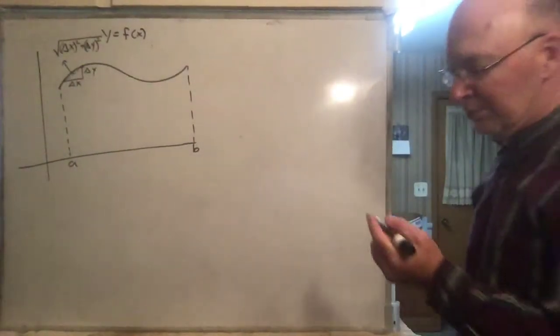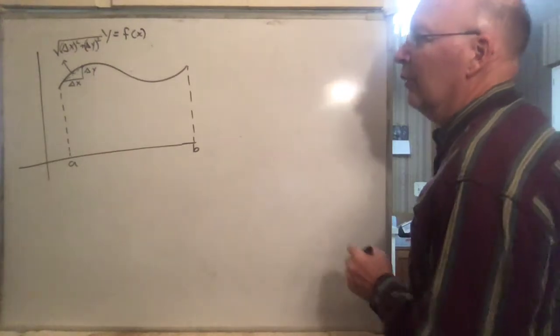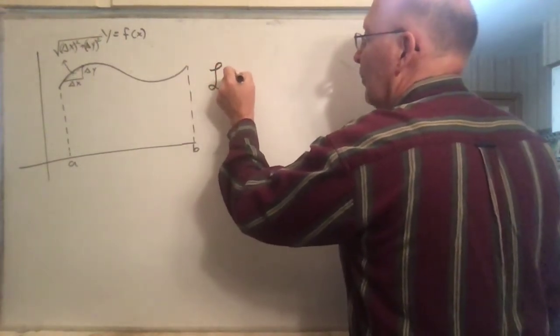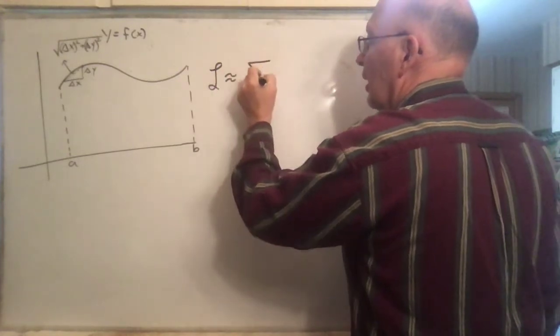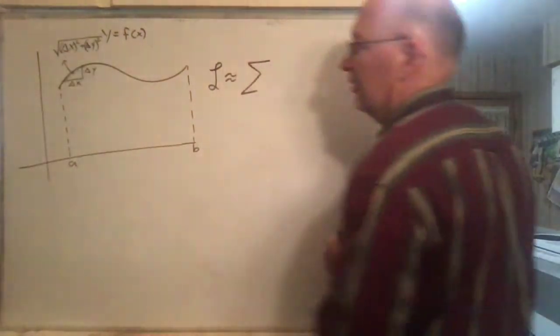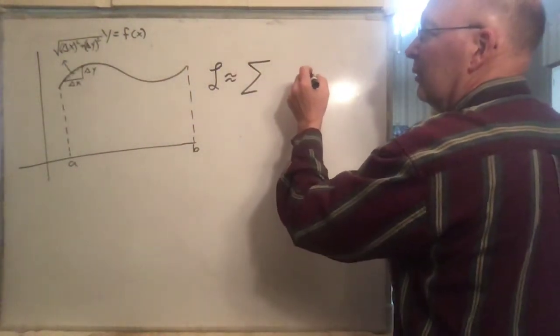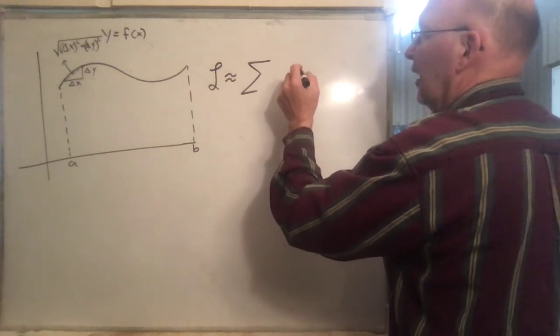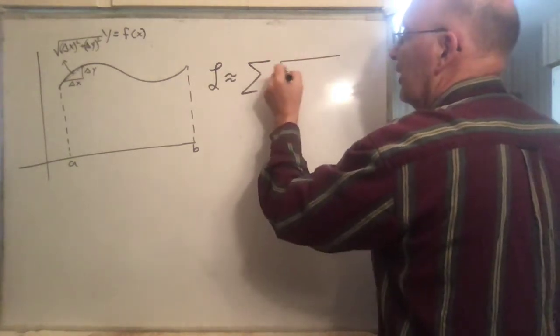Okay, so here it is. So this is the idea. Here's what we do. We say, well, the length of this curve is going to be approximately what you get by adding up all of these hypotenuses. Is that the plural of hypotenuse? Hypotenuses of triangles. So each one of them looks like this.